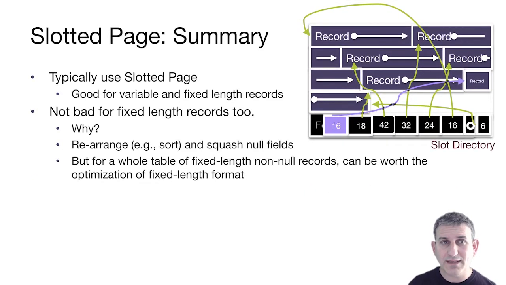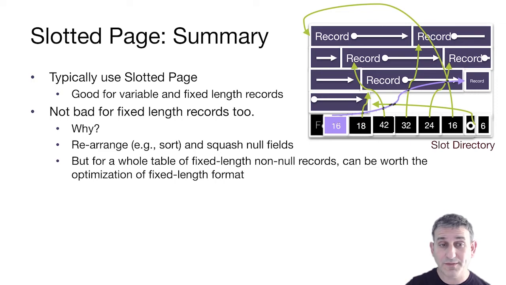So to summarize the slotted page, this is actually a very good general purpose data structure for storing records on a heap file page. It's good for variable or fixed length records. It's a little bit too expensive for fixed length records. We don't really need all these lengths. So it's a bit of a waste, but it is general purpose and it can work for both. Some systems might use only slotted pages. Some systems might use a special purpose fixed length page for fixed length records.